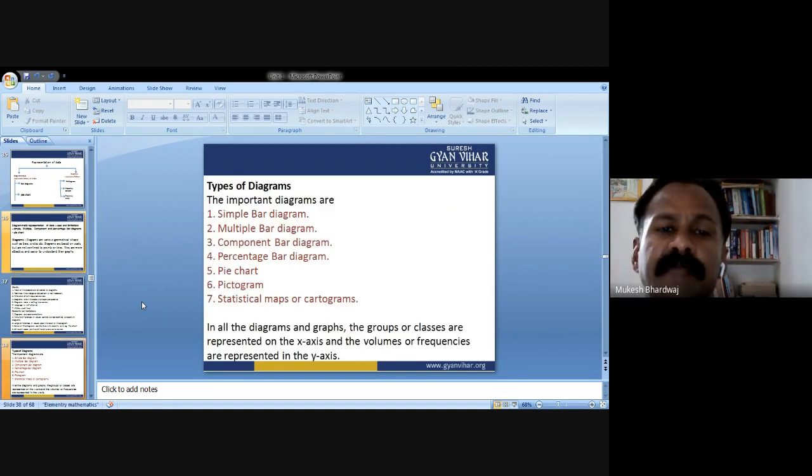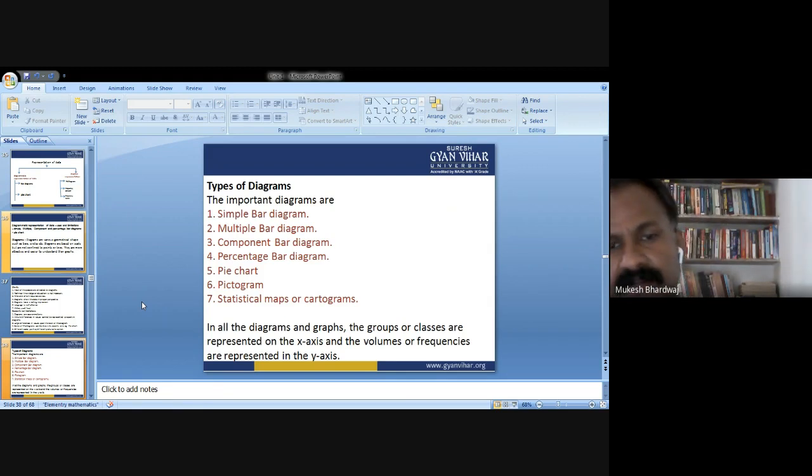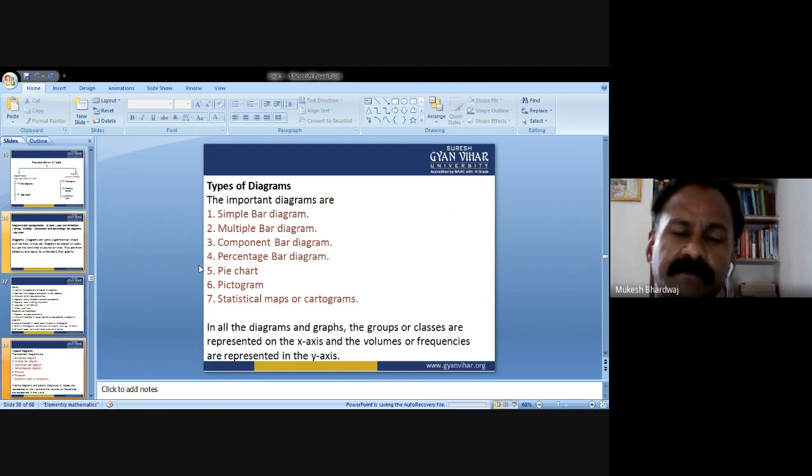Now, types of diagrams. The important diagrams are simple bar diagram, multiple bar diagram, component bar diagram, percentage bar diagram. See, how many types of bar diagrams are there? There are 4 types. One is the simple bar diagram, the second one is the multiple bar diagram, the third one is the component bar diagram, and the fourth one is the percentage bar diagram. Now the fifth is the pie chart, sixth is the pictogram, seventh is the statistical maps or cartograms. So these are the diagrammatic representations, not the graphical representations.